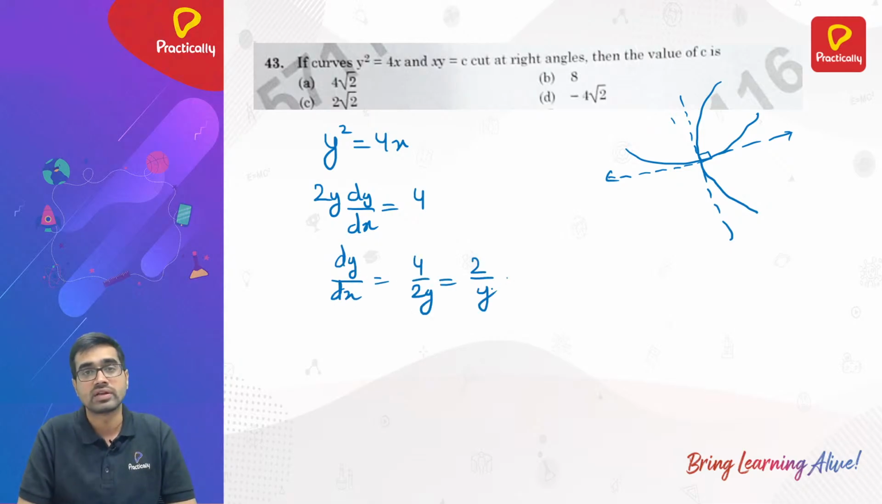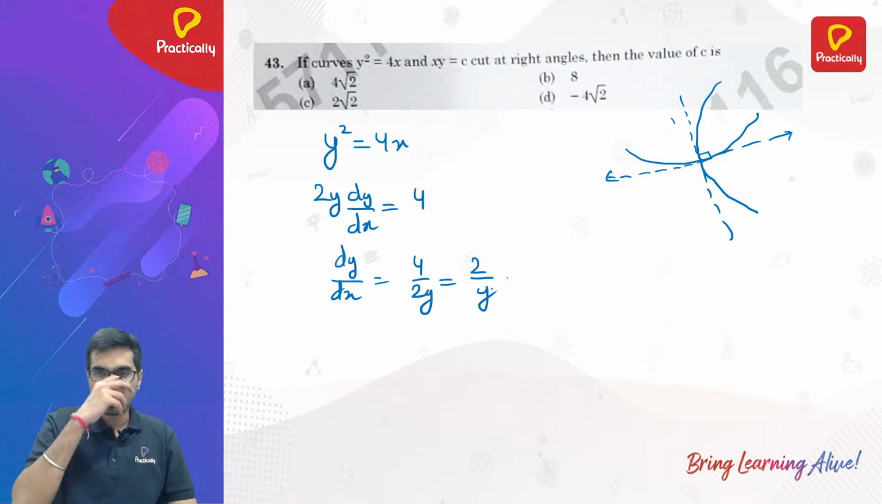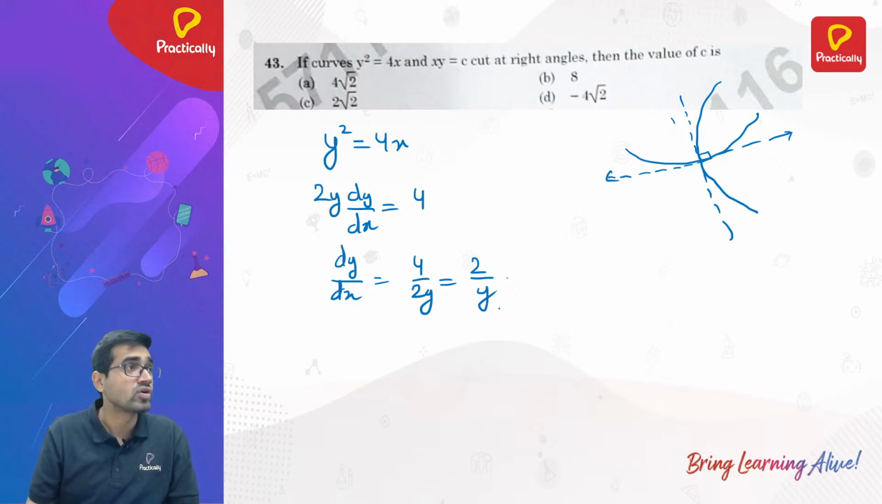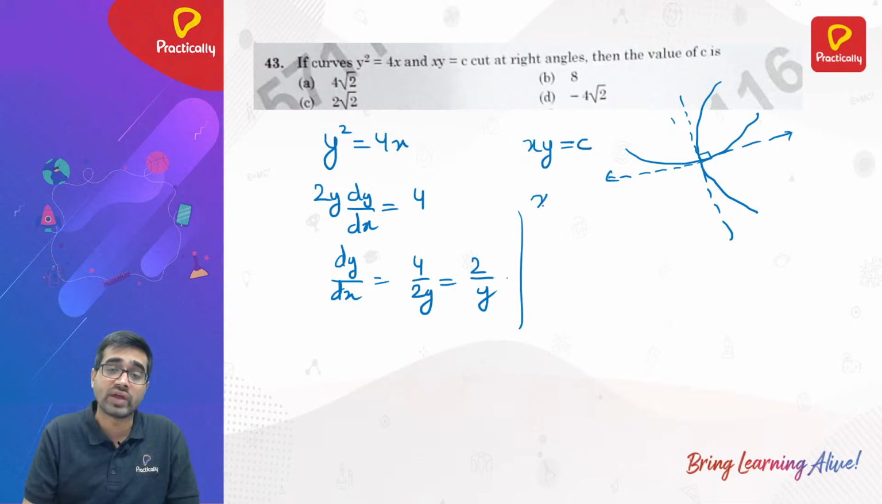You got dy by dx. Now what you have to do is the same for the other one. So xy is equal to c. So x dy by dx plus y is equal to 0. So dy by dx in the other case is minus y by x.